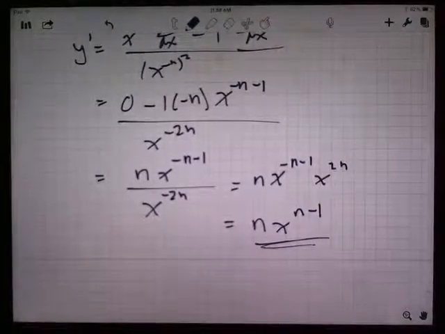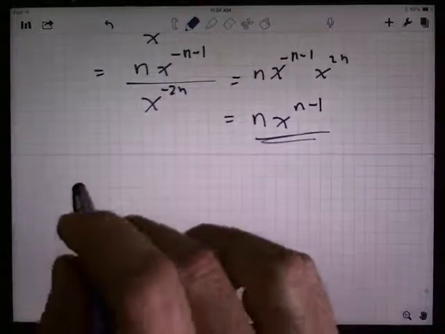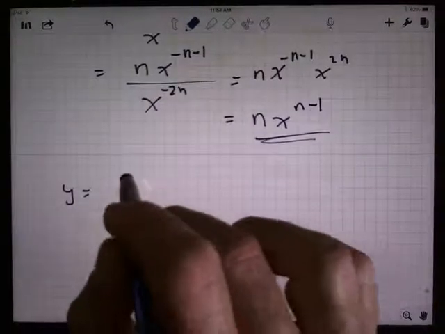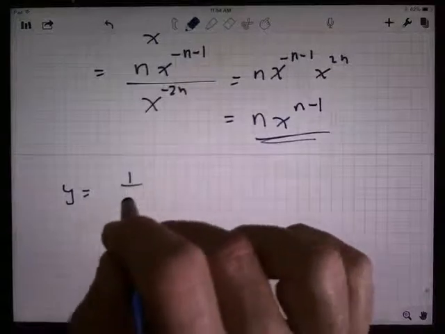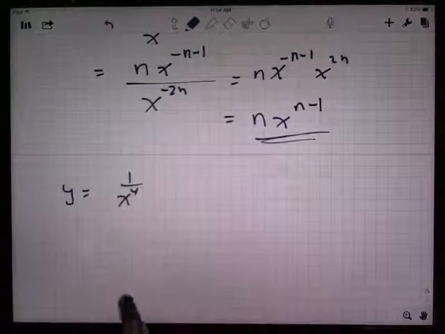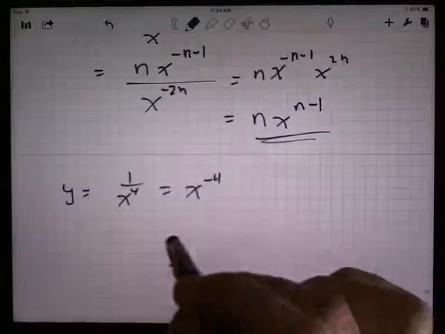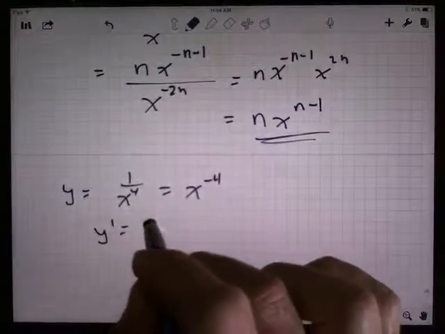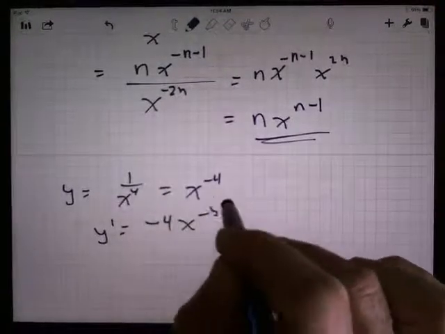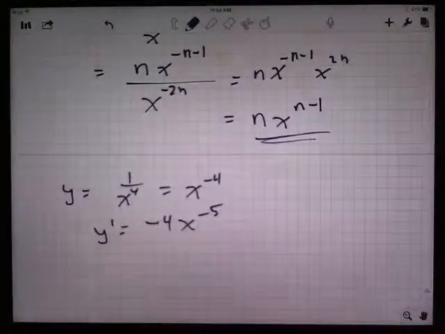Okay. So in general, I don't do that. If I'm looking at a function like y equals 1 over x to the 4th power, I would not take the derivative by the quotient rule. You could, it'll work, but easier is to say x to the negative 4 and just use the power rule. y prime is negative 4x to the negative 5. But because of the quotient rule and the power rule for positive integers, we now know that this is actually true for negative integers as well.